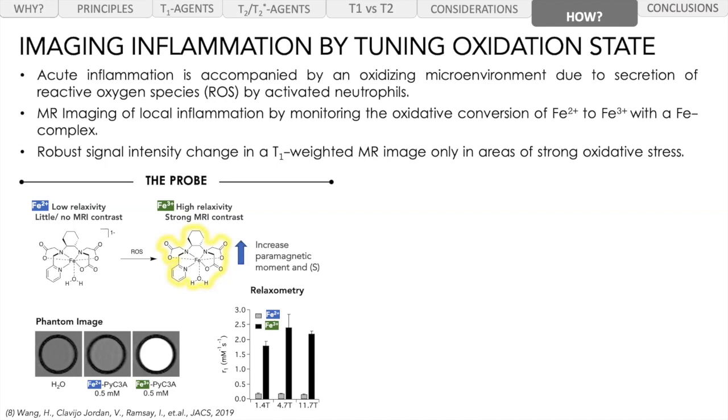Now, I've talked about relaxivity over and over, and we measure that. It's a metric we always measure to see how effective our contrast agent is. Comparing the iron 2 to the iron 3, the iron 2 is almost zero. It's very low, so its off state is very silent, which is great. The on state, in the presence of reactive oxygen species, increases quite highly, and that is consistent across different magnetic fields. So that's great in vitro.